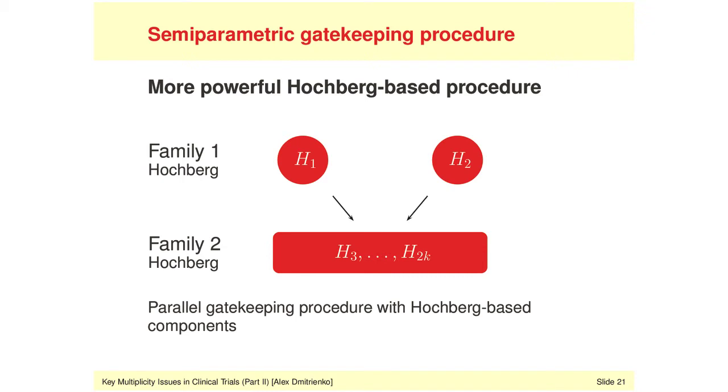To be able to construct a parallel gatekeeping procedure based on those two components, the Hochberg test in the primary family and the Hochberg test in the secondary family, we need to answer the following very important question. What is the alpha propagation rule that needs to be used in this case to ensure that the overall type 1 error rate will be controlled?